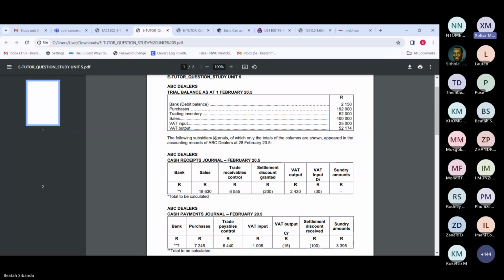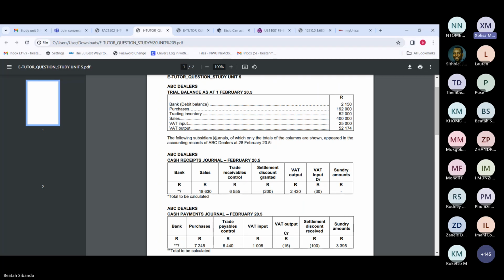Remember that when we accounted for cash receipts, we accounted for the sales of 18,630 plus the VAT of 2430. So that's how much we've received in total for selling our goods. But then we've split it between what goes to sales and what goes to output VAT. Following. So is the sales in the cash receipts journal also excluding VAT because you've put it in the VAT column?